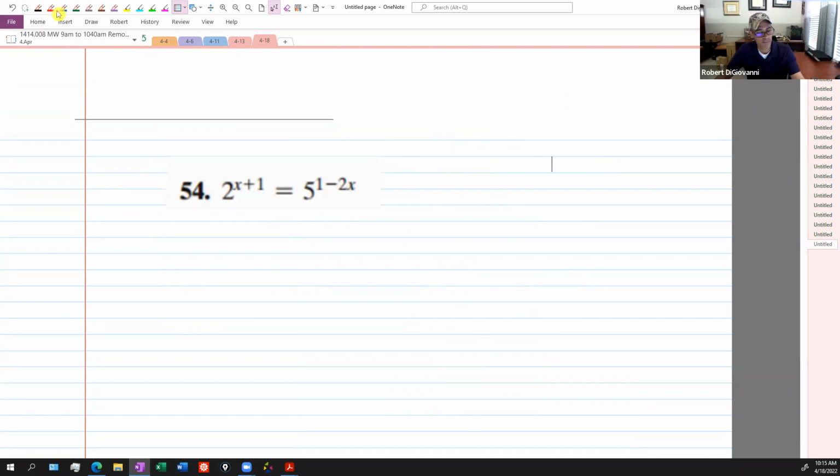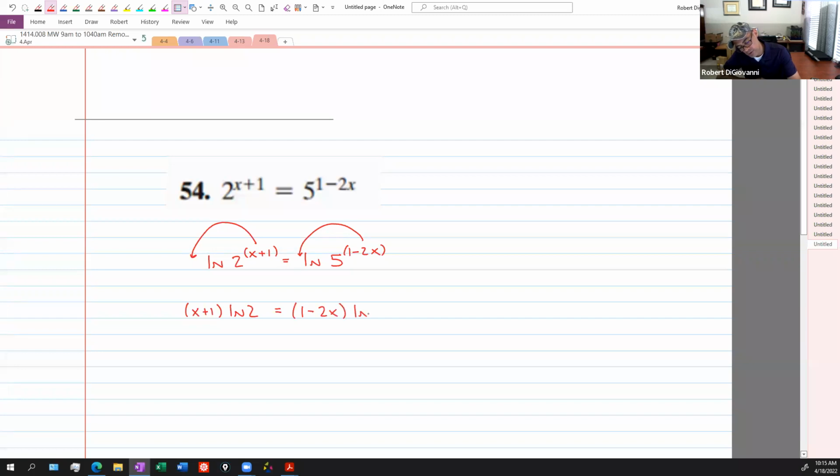You would simply take the natural log on both sides of the equation. I wouldn't even do log base 5 or log base 2. I would take the natural log on both sides. Now, why do I do that? Because these powers on both of these can pop out, like that. Okay, so I get x plus 1 natural log 2 equals 1 minus 2x natural log 5.